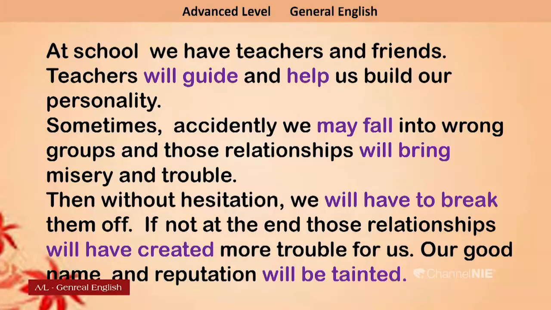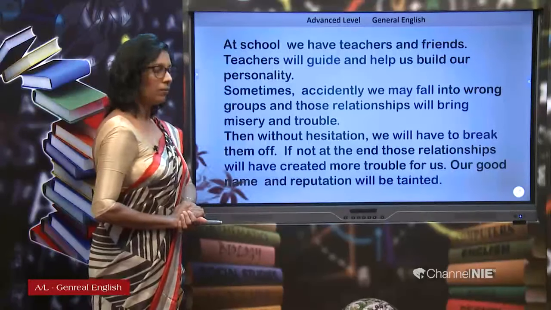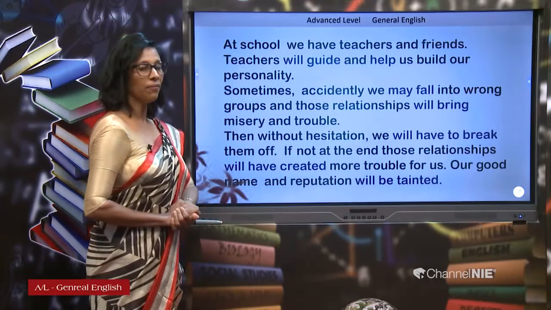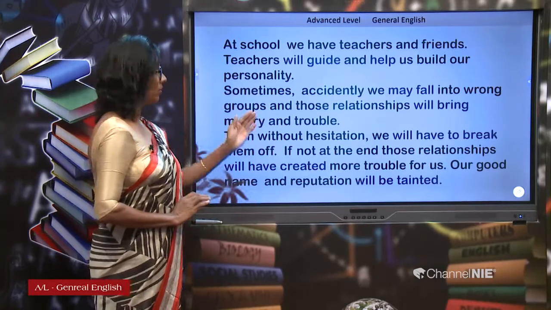Then, sometimes accidentally we may fall into wrong groups, and those relationships will bring misery and trouble. Then what happens? Then without hesitation, we'll have to break them off, right? We don't want to think twice. We have to get rid of those. If not, at the end, those relationships will have created more trouble for us, right? Our good name and reputation will be tainted. So, we will spoil our good name. Then we have to think of this when we are making relationships.